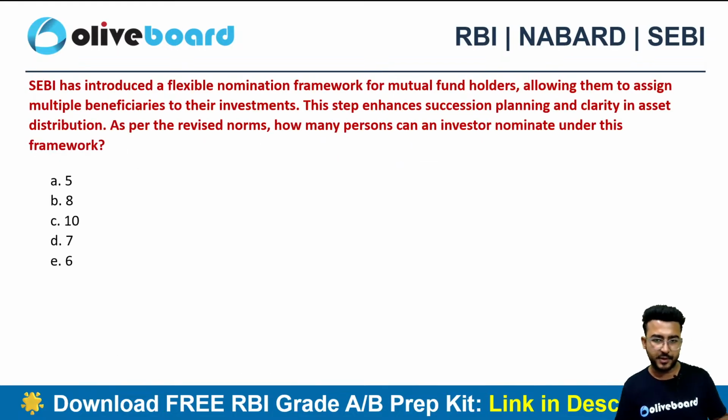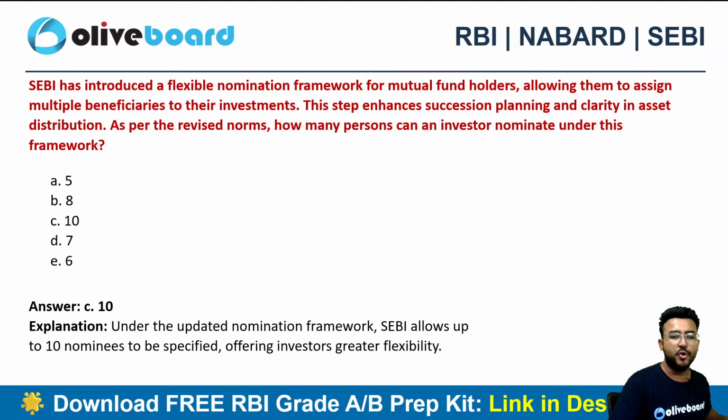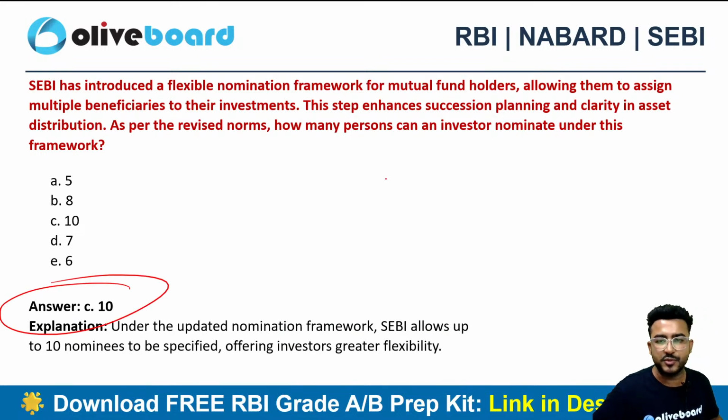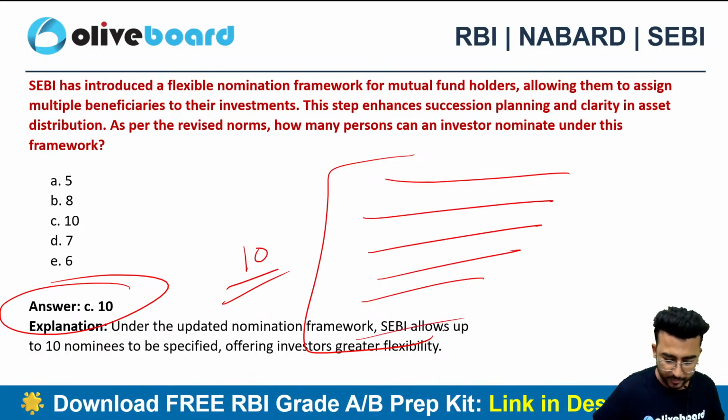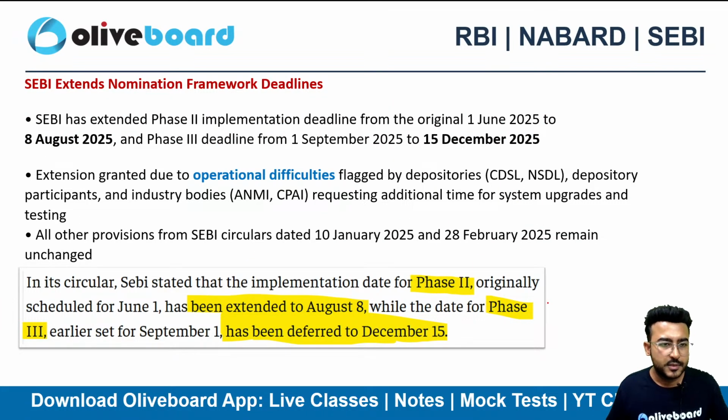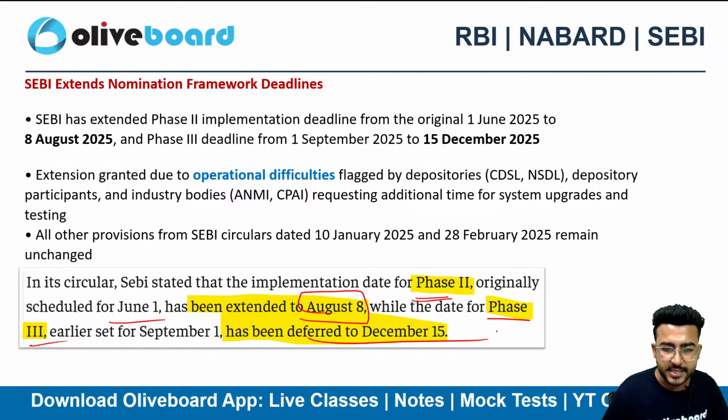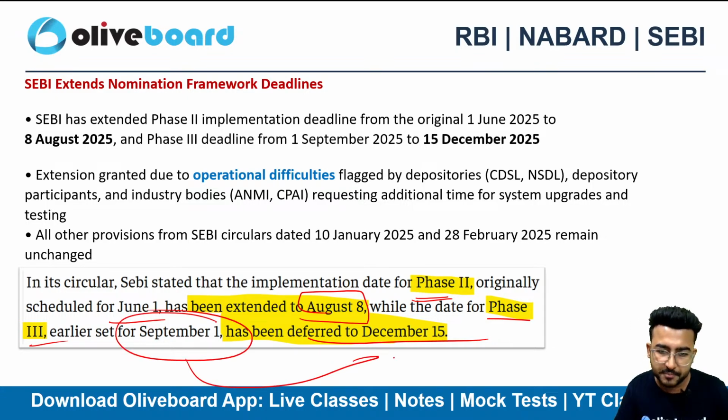15th of December. And how many persons can you nominate in it? There are 10 persons whom you can make a nominee, right? Earlier we used to have only one, but now they have given an option of 10 nominees here, one by one. So here we can see that phase 2, which was originally scheduled on 1st of June, is now extended to 8th of August, and phase 3 is deferred to 15th of December, right? Earlier we needed to do it by 1st of September, but now it has been deferred to the 15th of December. Okay.